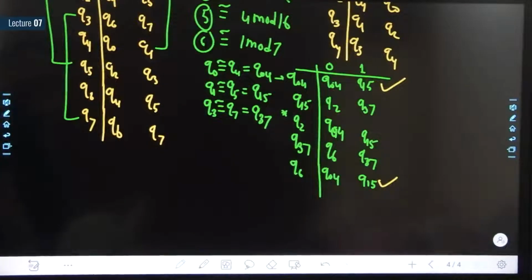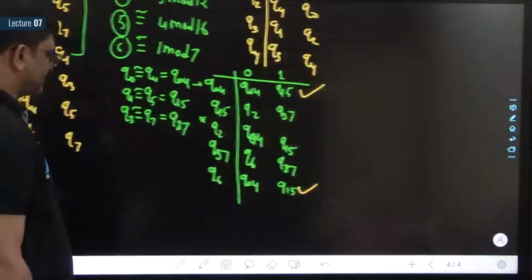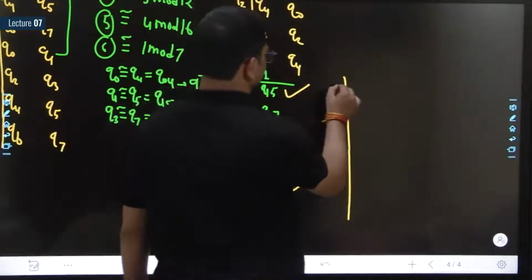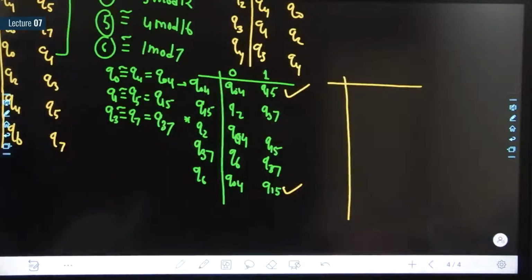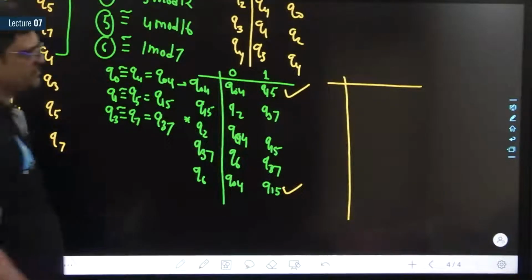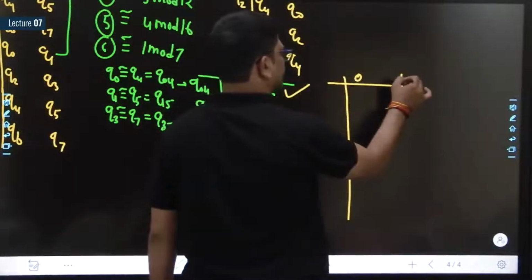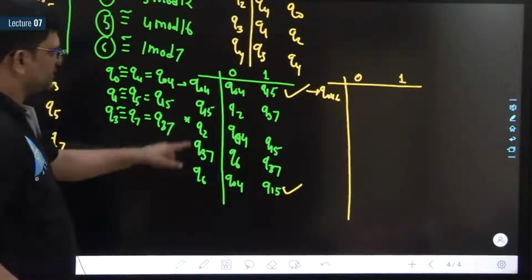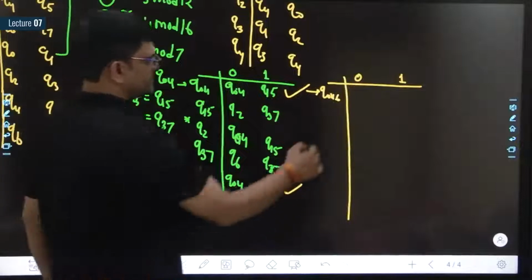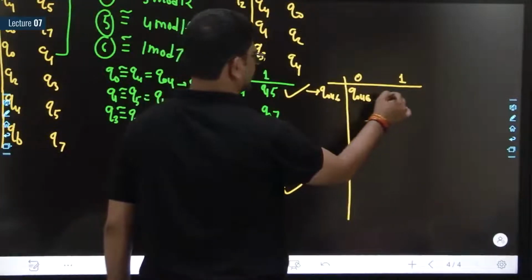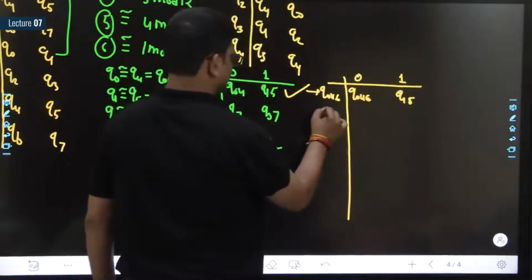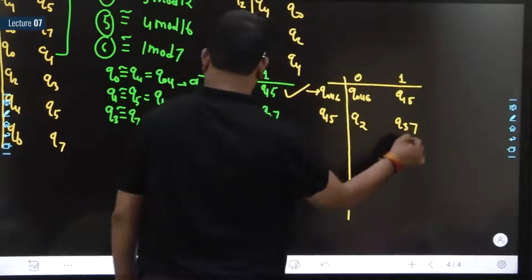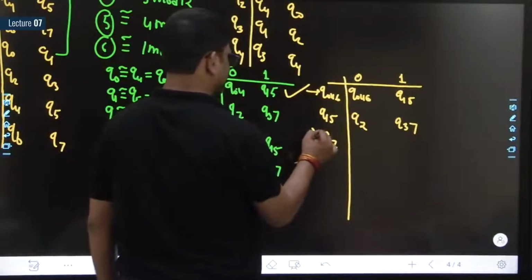Merge these two states. 0, 1. New name is Q046. Q046. Q15. Q2. Q37. Q2. This is the final state.